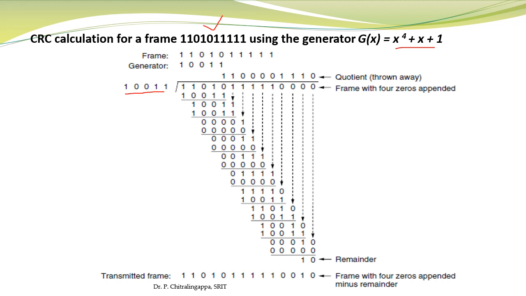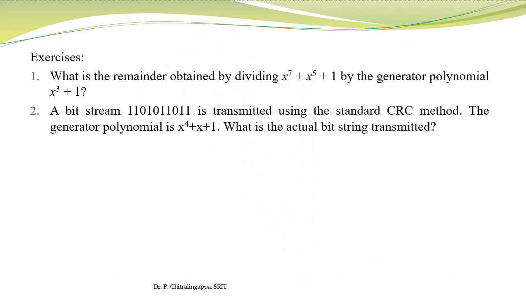Before that, you have to add additional bits. Here the number of bits is 5, so you add 4 bits and apply the division. Finally you will get some remainder and you add this remainder to your original text. So this is the original text. After adding the zeros, finally you will get some information. This is called a code word. You can pass this code word to the receiver. Like that you can calculate the things.